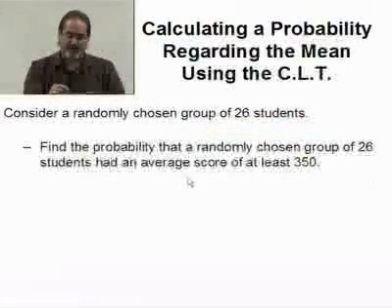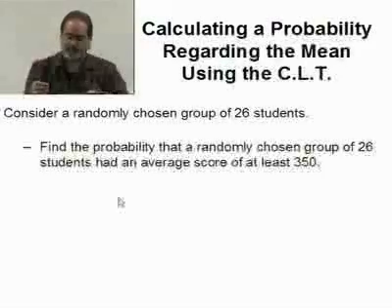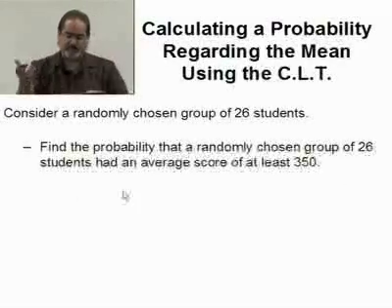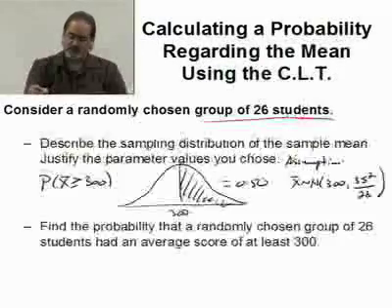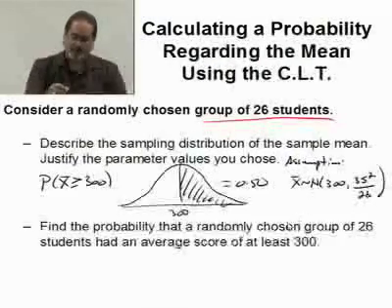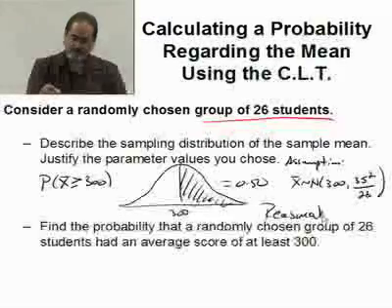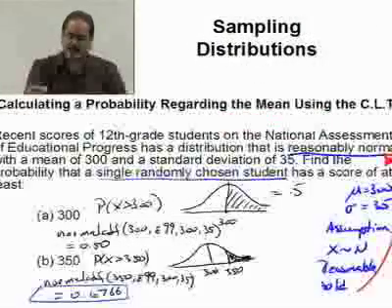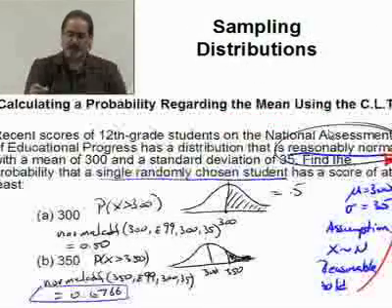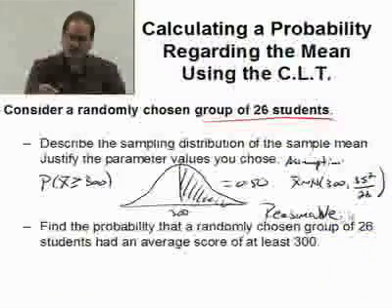Okay, now find the probability that a randomly chosen group of 26 students had an average score of at least 350. Well, the assumptions are the same, so I don't need to address that again. And oh, you know what? I wrote the assumptions down here, but I didn't say why they're reasonable. Why is this reasonable? Well, it's reasonable for the same reason it was when we did this one. We were told that the distribution is reasonably normal. This is reasonable because we were told so.